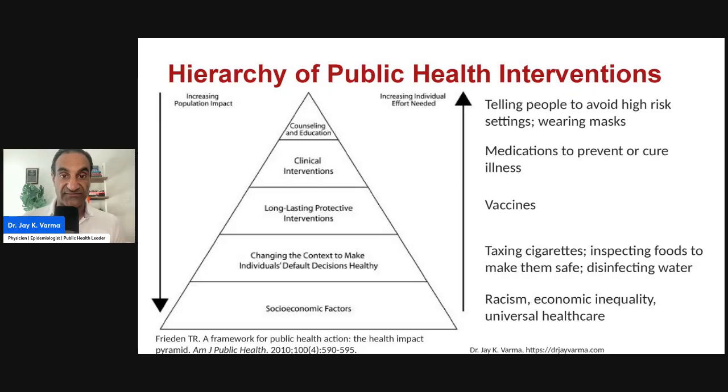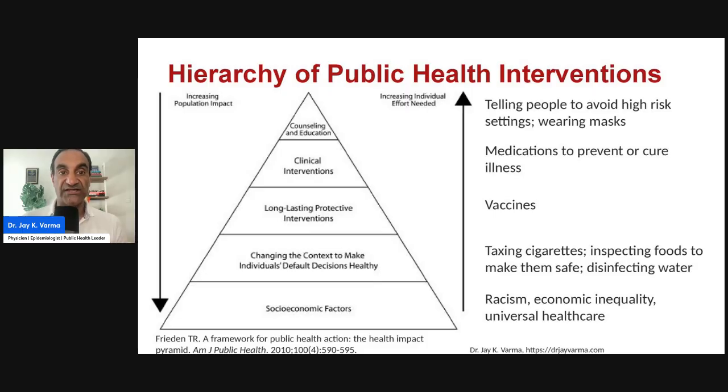Inspecting foods to make them safer, so that pretty much the food you're going to buy at most stores is going to be healthy, safe, and free from infections. Or disinfecting the water so that when you turn on the tap, you don't need to boil that water before you drink it. Okay. So the next step is changing the context to make individuals' default decisions healthy. This benefits the population and it doesn't require much individual effort.